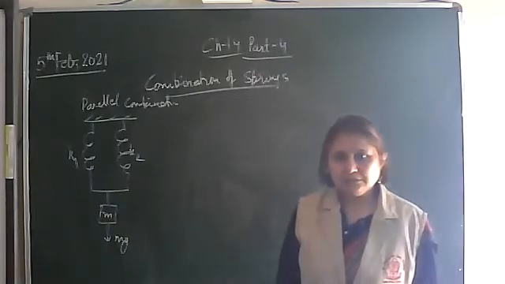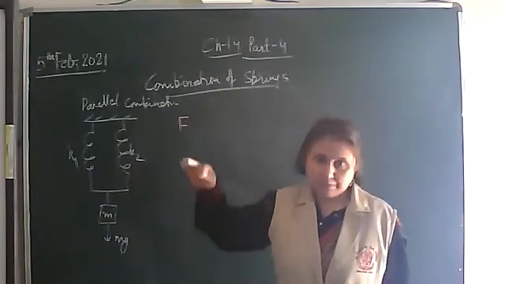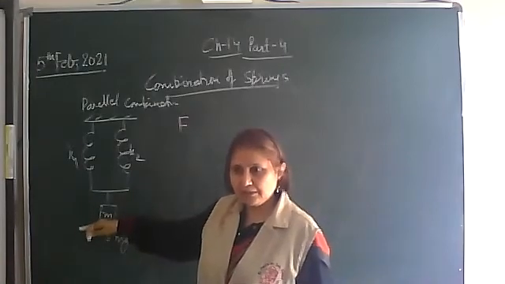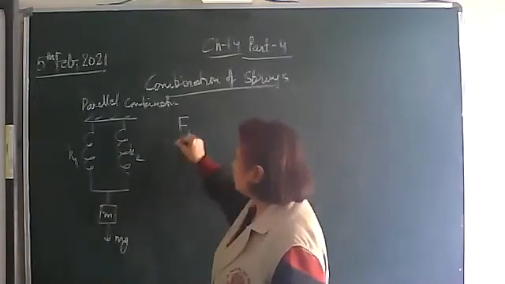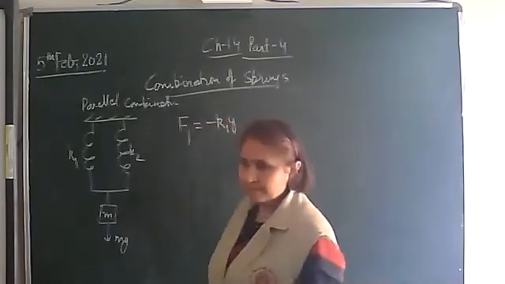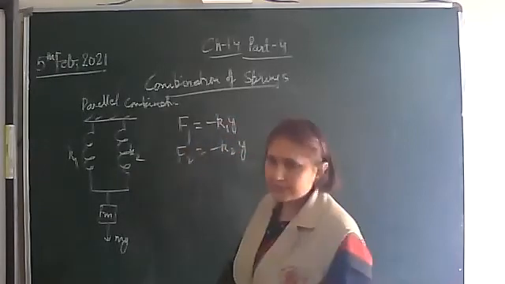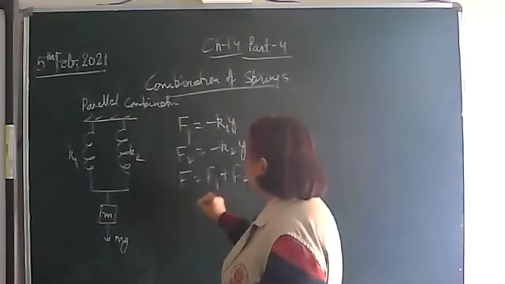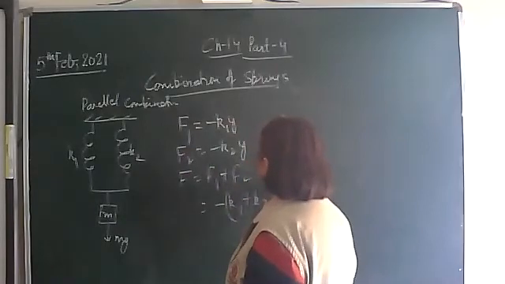Okay, now in this case, the displacement in both the springs will be the same. When it is loaded, the displacement y will be the same in both the springs. So the restoring force developed in the first spring is equal to minus k1 into y, and the restoring force developed in the second spring is equal to minus k2 into y. The total restoring force is equal to F1 plus F2, that is, minus (k1 plus k2) into y.